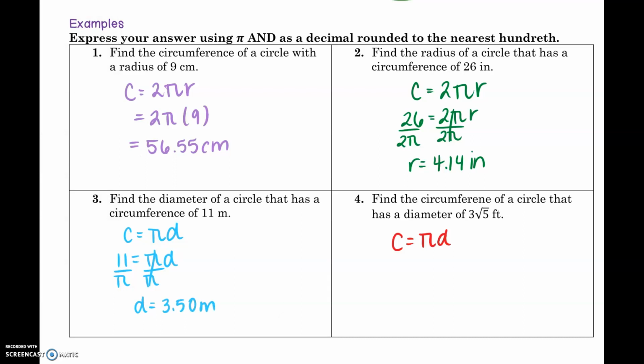Lastly, we want to find the circumference of a circle that has a diameter of 3 radical 5. So we're finding the circumference. We're going to do pi times 3 radical 5. And we get about 21.07 feet for our circumference.